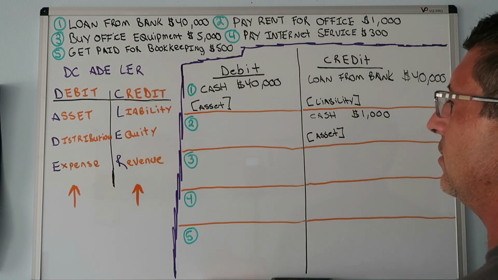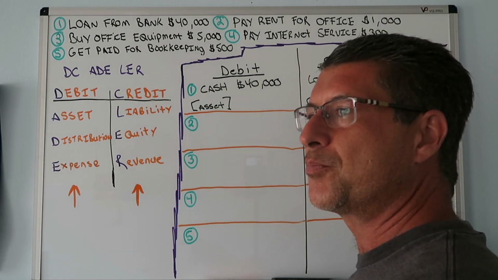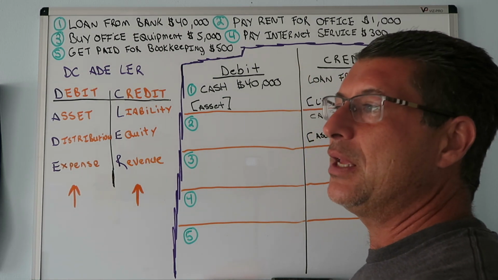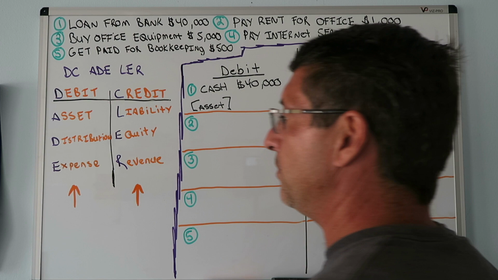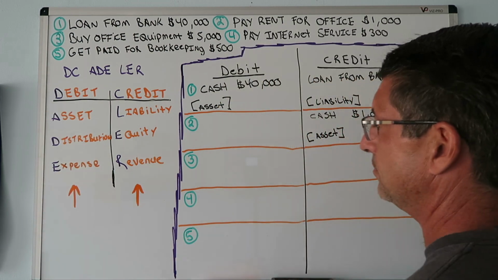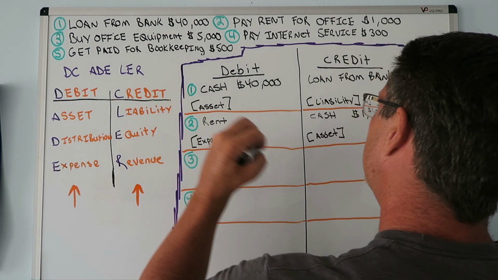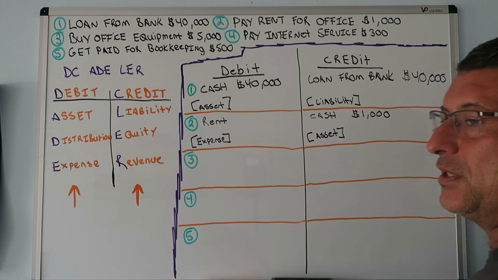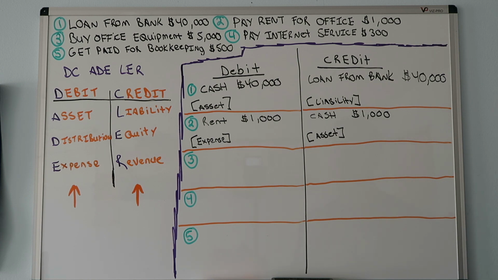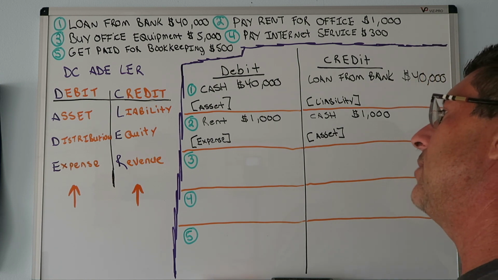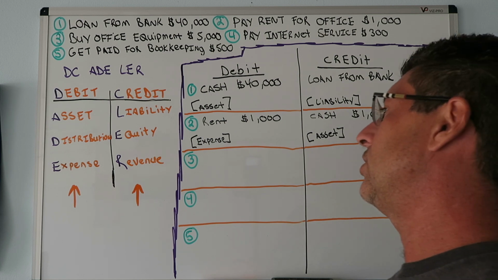Because rent is an expense. Is our rent expense category going up in value? Yes, because this is our first transaction. So it was nothing, now it's going to be 1,000, so it's going up in value. If an expense is going up in value, you debit it. So we're going to say rent is an expense of $1,000, because debits always have to equal credits. Debit equals credit. Pay rent for office $1,000. We're going to debit rent for $1,000, and we're going to credit the cash, which is an asset, for $1,000.